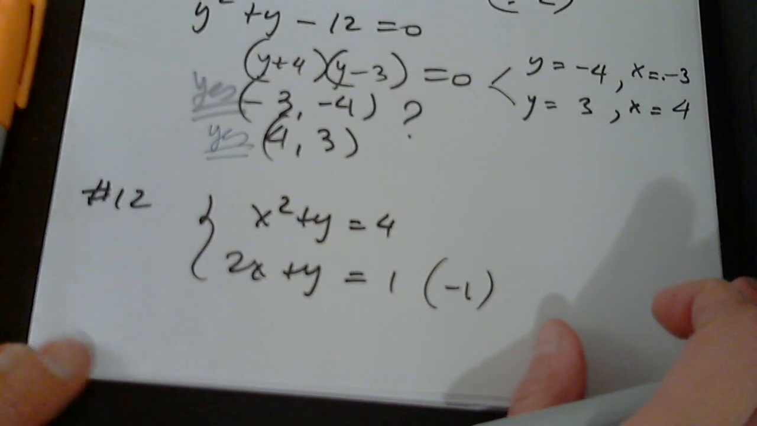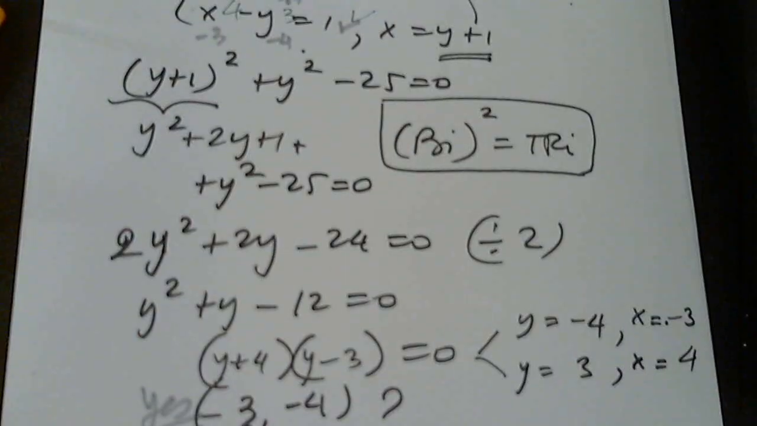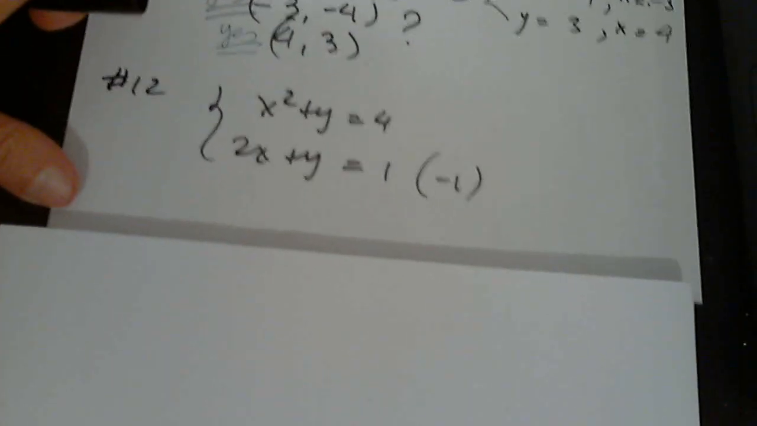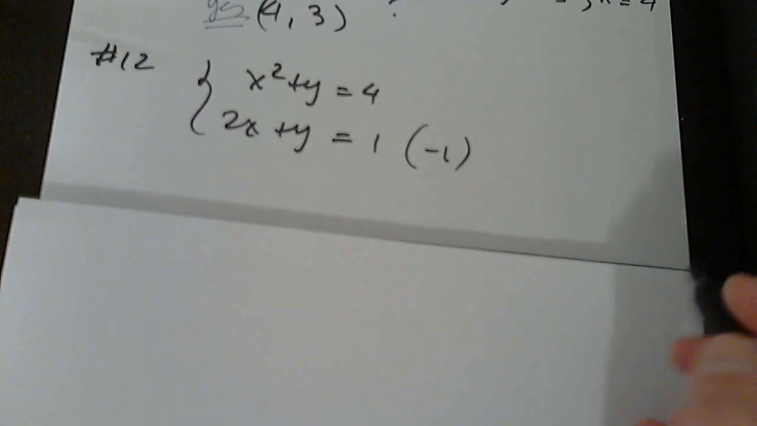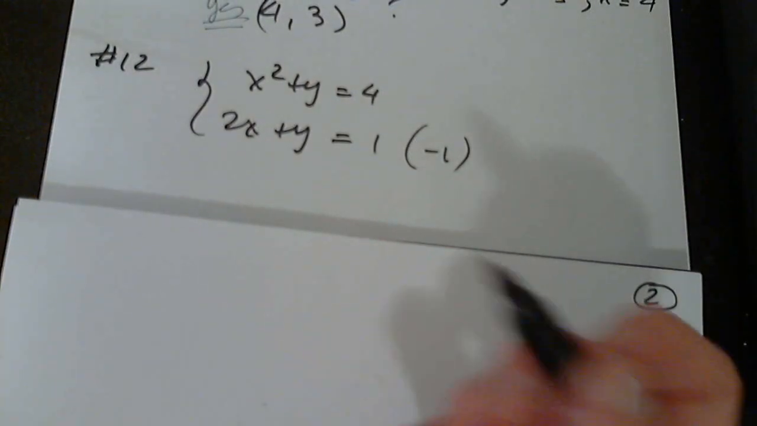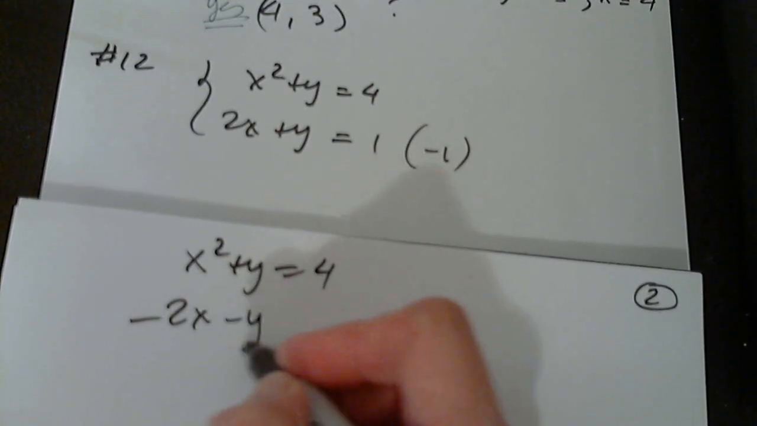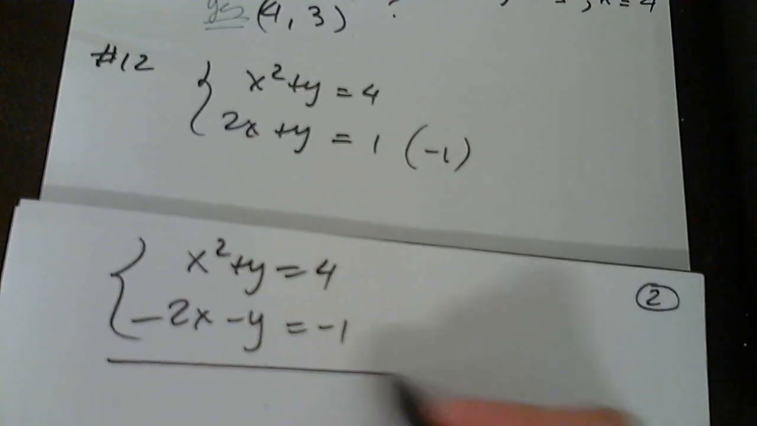It doesn't matter which one. The result will be the same. I will check what I get anyway. So the method is not important unless it simplifies things. X squared plus y equals 4. Negative 2x minus y equals negative 1. Gone.